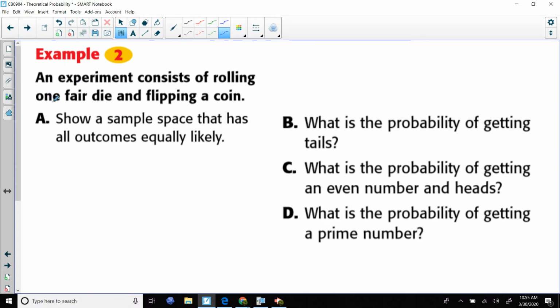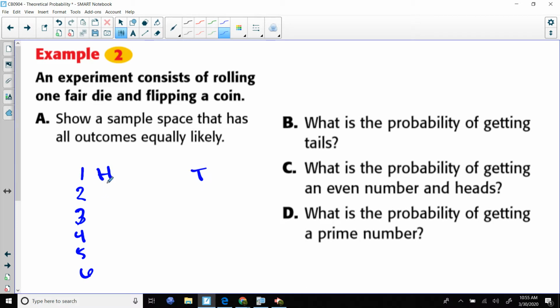Rolling a six-sided die is going to give us a 1, a 2, a 3, a 4, a 5, and a 6 for the number cube. So if I roll that number cube, these are all the outcomes I could have. And then I could flip a coin. In order to flip a coin, you're either going to end up with a heads or a tails.